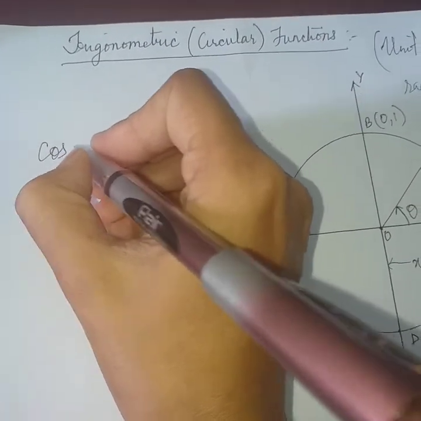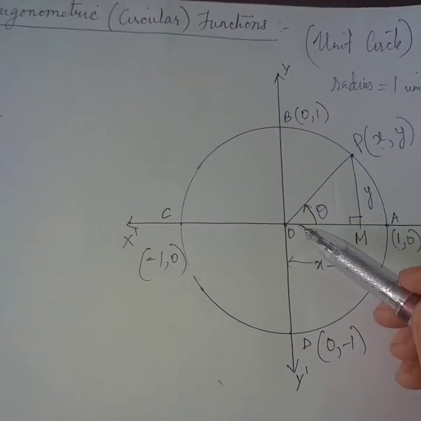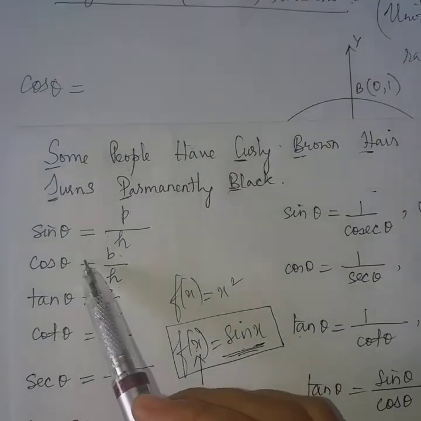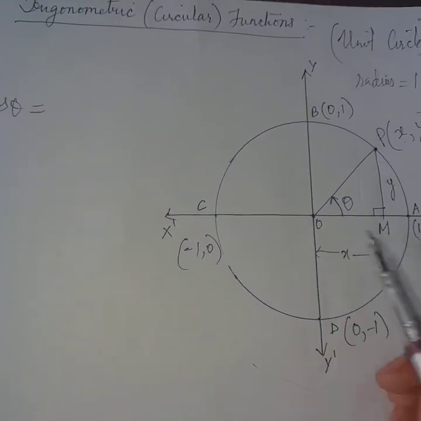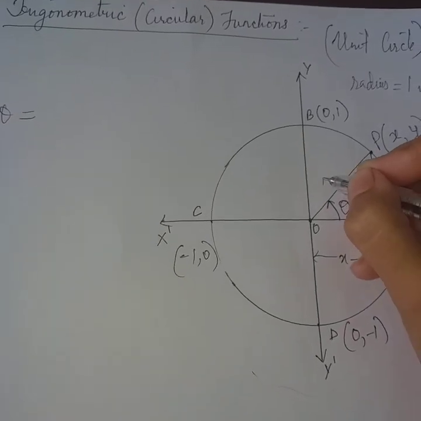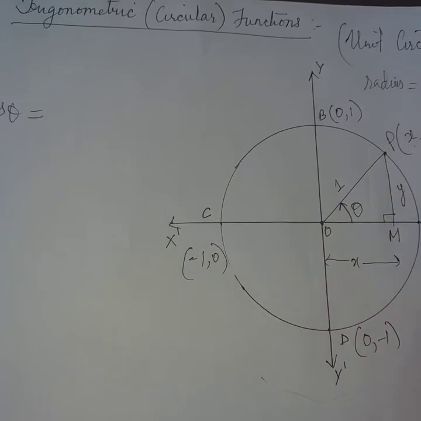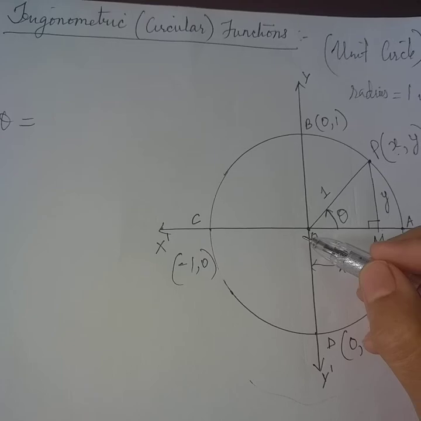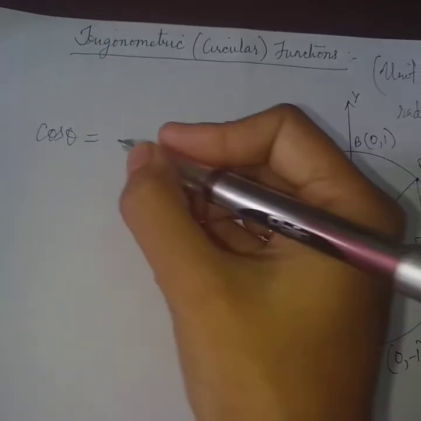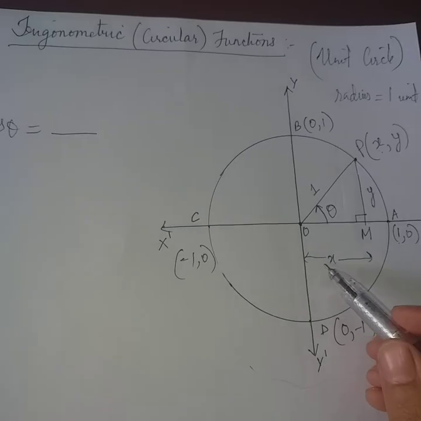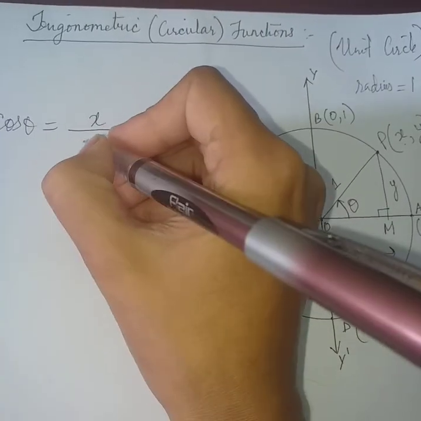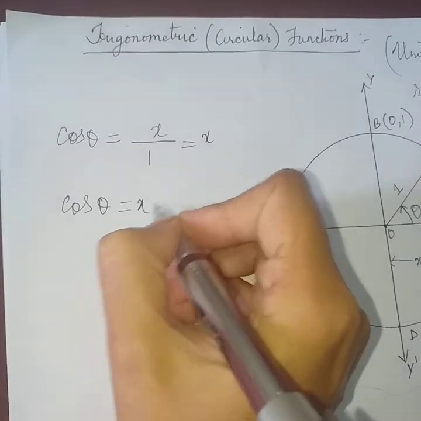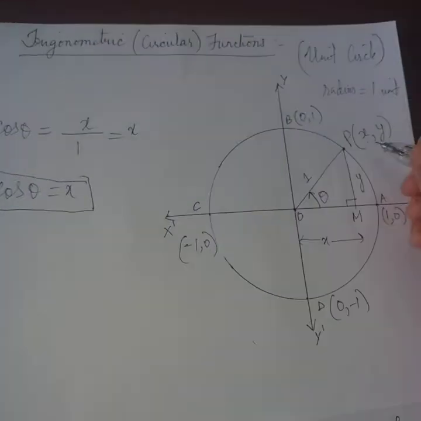In this triangle OMP, cos theta is base by hypotenuse. Here the base is OM, and the hypotenuse is OP. Now this is a unit circle, so OP is also a radius, just like OA and OB, so OP is a radius of 1 unit. So cos theta will be base by hypotenuse. The base is x, the hypotenuse is 1. So cos theta is equal to x. That means the value of x is equal to cos theta.